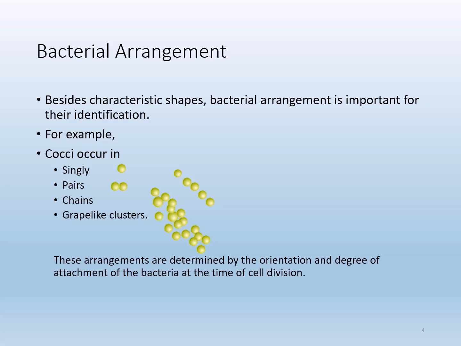These arrangements are actually because the bacterial cell divides in a particular plane when it is dividing. Since it divides in a particular plane, it can divide longitudinally and give rise to a chain. And if it divides in a different manner, it might give rise to a cluster.